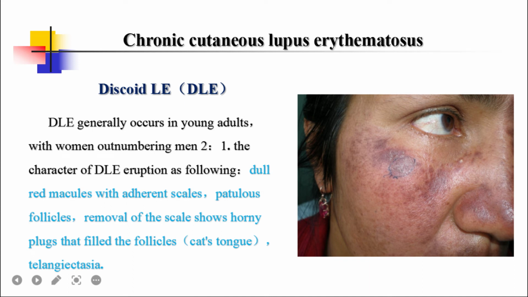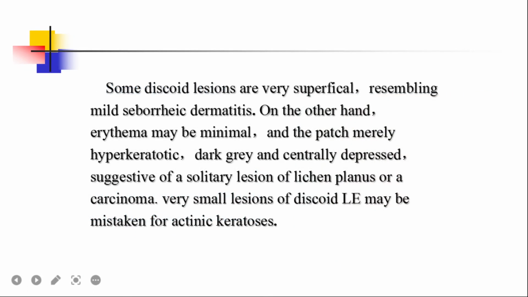Discoid lupus erythematosus generally occurs in young adults, with women outnumbering men 2:1. The character of the discoid lupus erythematosus eruption is as follows: dull red macules with adherent scales. Patulous follicles. Removal of the scales shows horny plugs that fill the follicles. Telangiectasia. Some discoid lesions are very superficial, resembling mild seborrheic dermatitis.